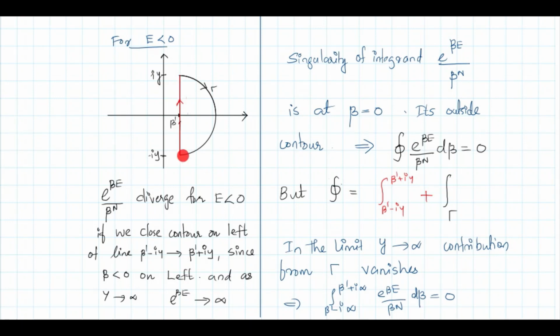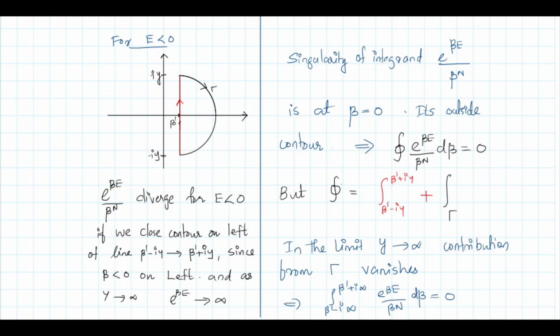Now I can close this contour either on the right side or on the left side. Now I will close it on the right side, because when you take y tends to infinity, beta will take the value plus infinity. When y tends to infinity, this will cover the entire right side and beta will go to infinity, and we have e raised to beta E. Since E is negative, beta tends to infinity means e raised to beta E becomes e raised to minus infinity, and that will converge.